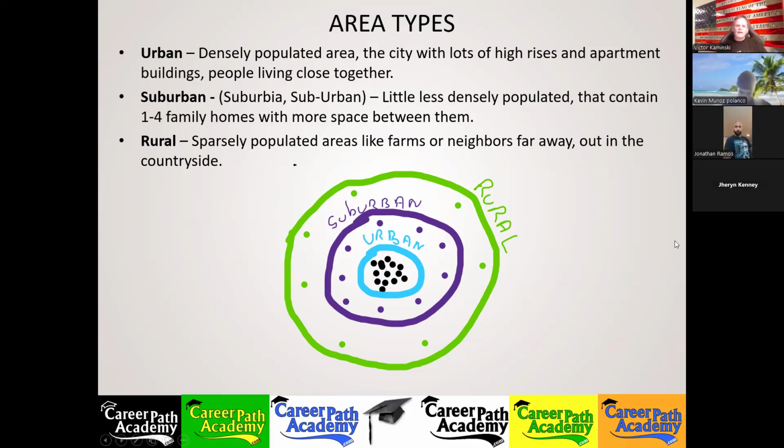An urban area is a densely populated area. You have many people living within close proximity of each other.